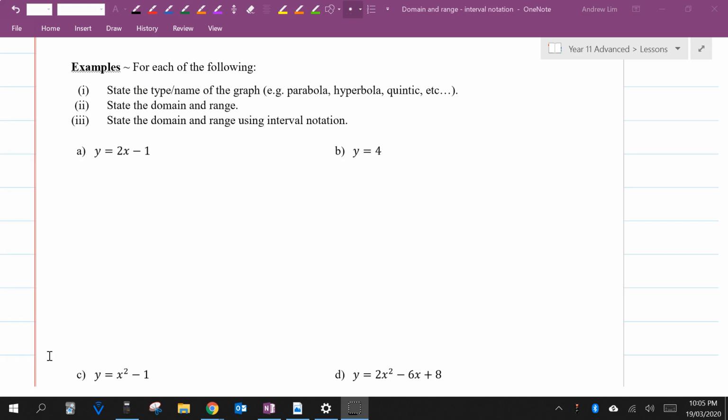So here we've got question A, y equals 2x minus 1. We know that the power of x is 1, so it's just a straight line. Okay, so it's linear.